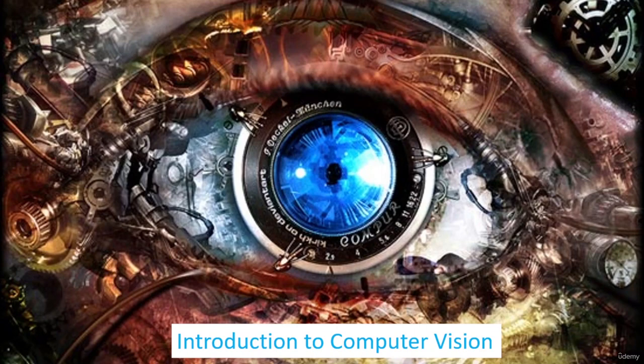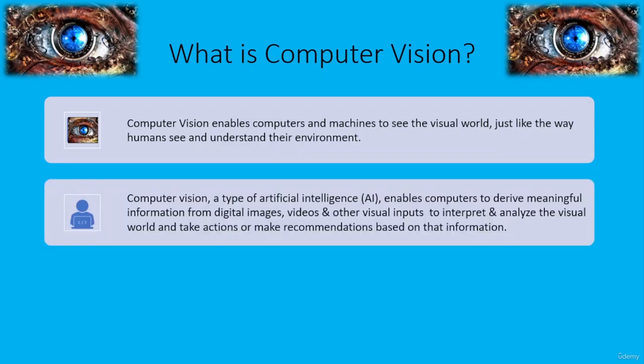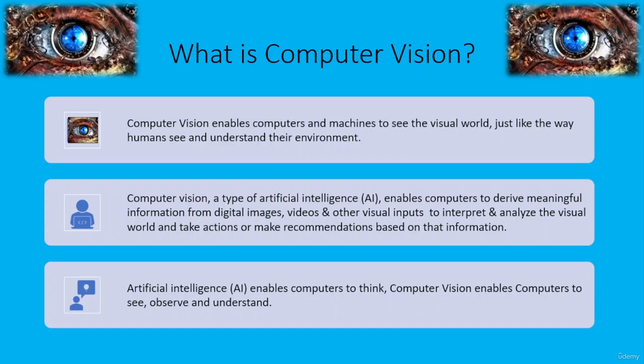So, what is computer vision? In simple words, computer vision enables computers and machines to see the visual world just like the way humans see and understand their environment. Computer vision is a type of artificial intelligence that enables computers to derive meaningful information from images, videos, and other visual inputs, to interpret and analyze the visual world, and take actions or make recommendations based on that information. As you may know, artificial intelligence enables computers or machines to think, whereas computer vision enables computers to see, observe, and understand.